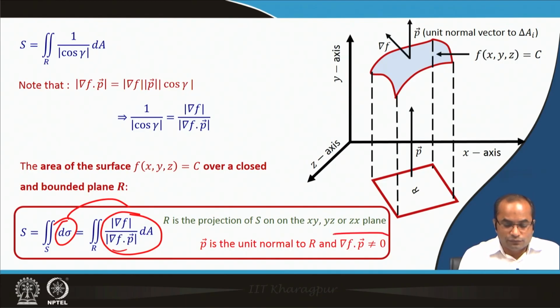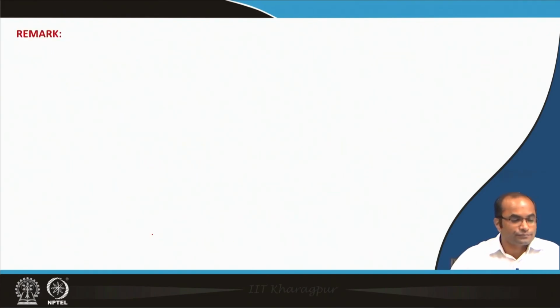So this is valid, of course, provided the dot product of the gradient f and p is not equal to 0. So, they should not be perpendicular to each other. In that case, the projection will also be a problem, because the projection is going to be lying at some point where this is happening. So, we will avoid that. The gradient f dot p should not be 0, they should not be perpendicular to each other, otherwise this formula will not be applicable.